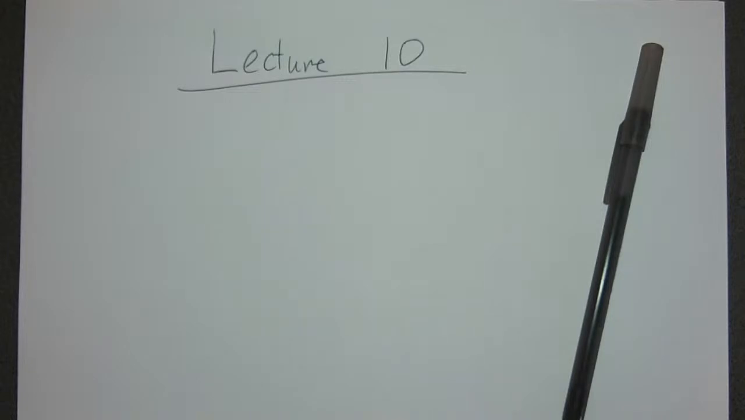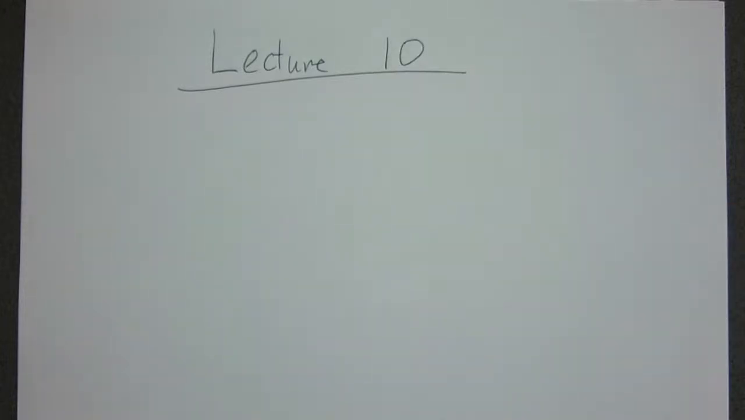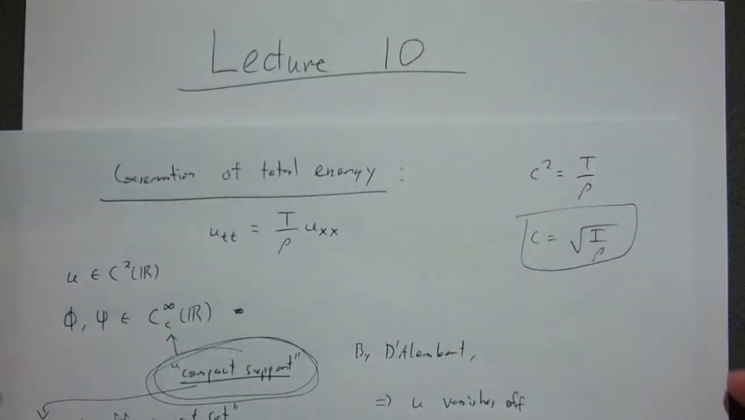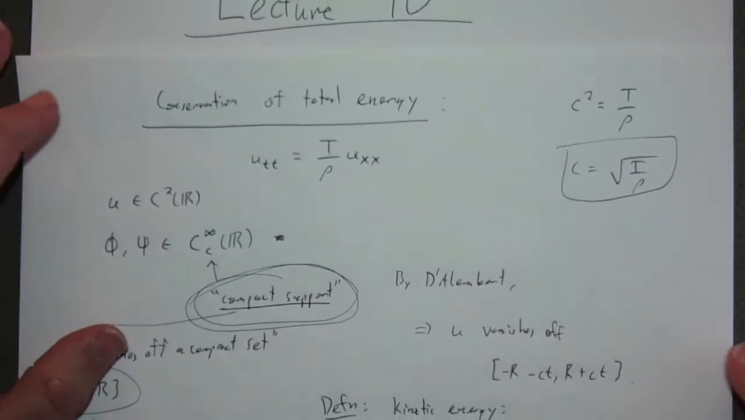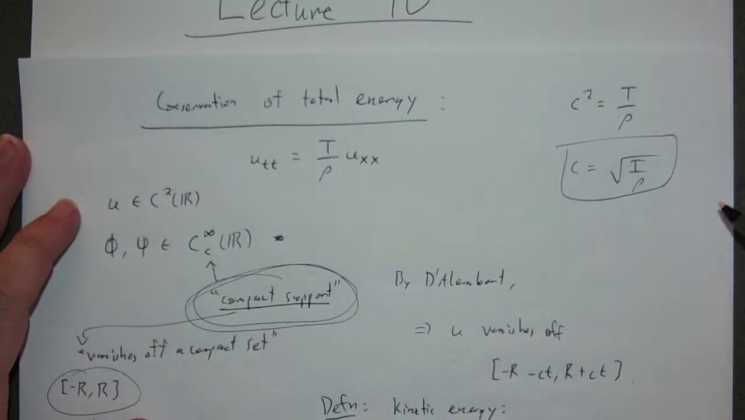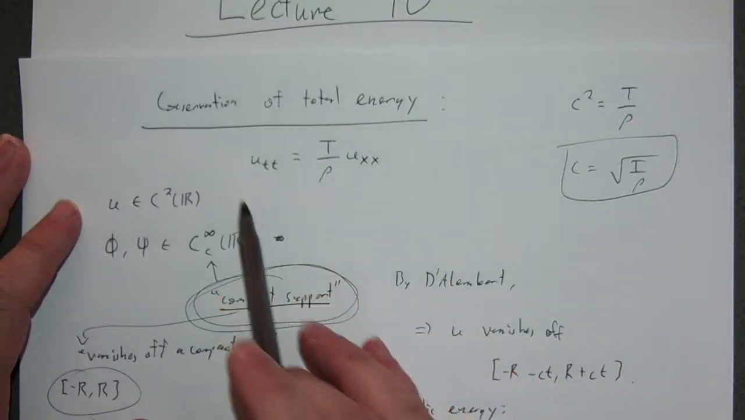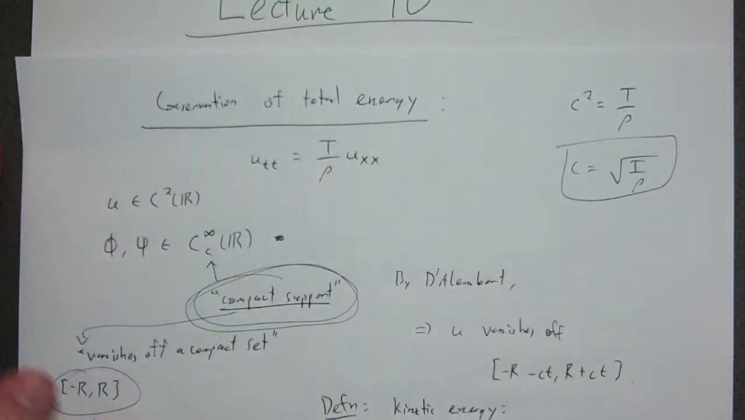Okay, welcome back, everybody. So, we ended the previous lecture in the following place. We're considering the wave equation. We have now replaced our constant with the original quantity showing up in the derivation of the wave equation. So this T over rho here is playing the role of our c squared.